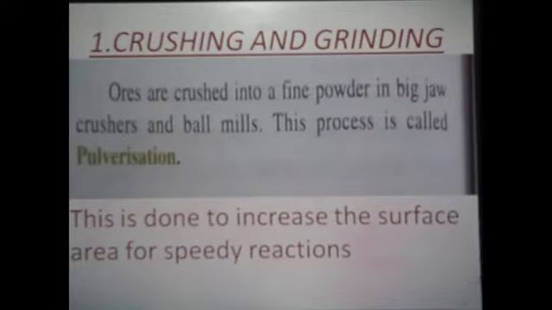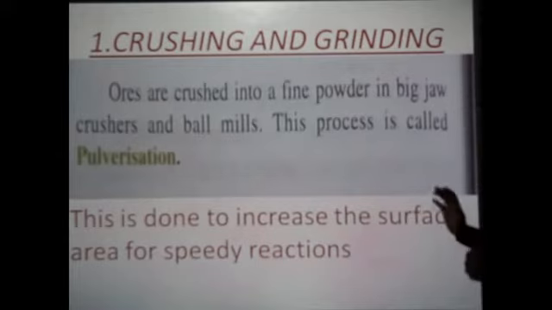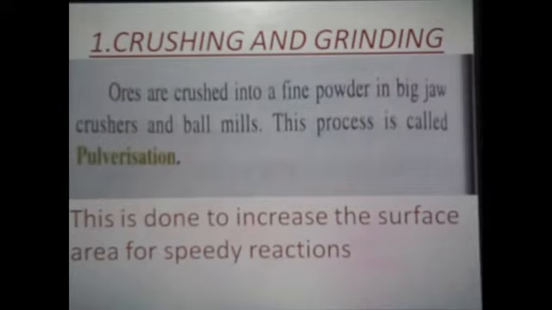So ores are crushed into fine powder in a big jaw crusher. There is a big jaw crusher which crushes, and ball mills. This process is called pulverization. This is done. So why do we do this process of crushing and grinding?